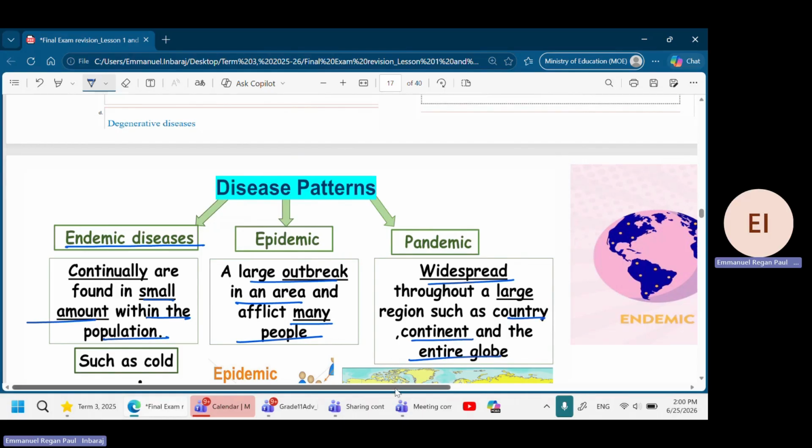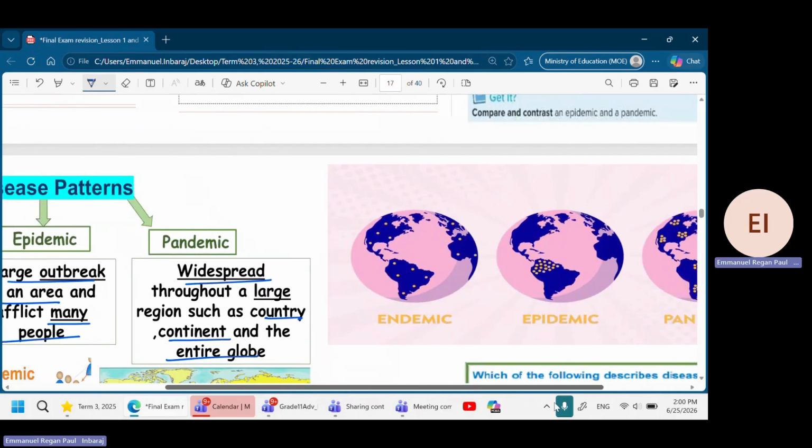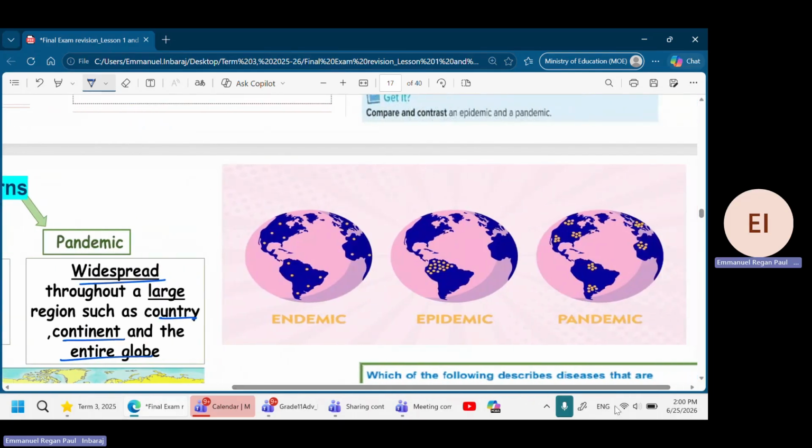And also don't forget, you should know this picture as well. Okay, this is very important. See, in endemic, only some people, some region. This is endemic. Then epidemic, many are affected in the same area. And if it is all over the globe and the country, then you call it pandemic. So these are the 3 pictures. Endemic, epidemic, pandemic. Okay, don't forget.